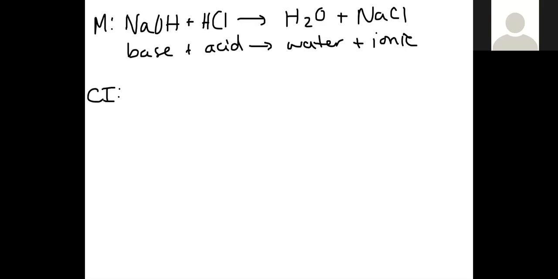Let's do our phases. What's the phase of NaOH in aqueous solution? Take out your solubility charts. You should have your solubility chart out. You should have your periodic table out.